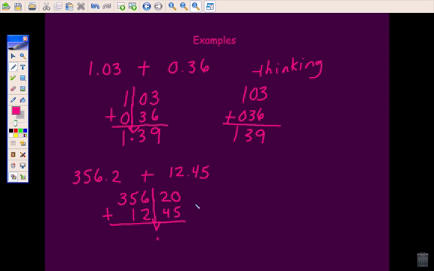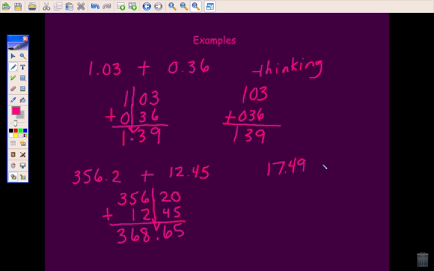So go ahead and pause. Okay, so you should have added your hundredths, which is 5, your tenths, which is 6, your ones, which is 8, your tens, which is 6, and your hundredths, which is 3. So your sum is 368 and 6500ths. Now let's try one where we're going to have to do some regrouping.